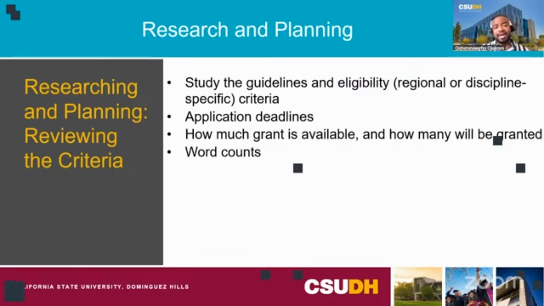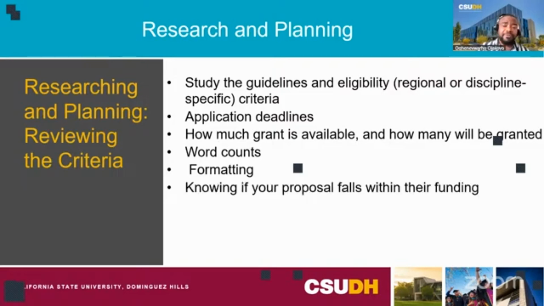How many words are they asking for? Are they asking for 500 and yours is about 1,000? That is going to be problematic. And most of them also have formatting styles. Most of them put research aim, research objective, methodology. If they put those headlines, follow those headlines because that is what they're going to grade you on: research aim, research methodology, budget. Just follow the headline, copy the headline, and fill in the blank with what you have written based on the narrative. And also know if your proposal falls within their funding.